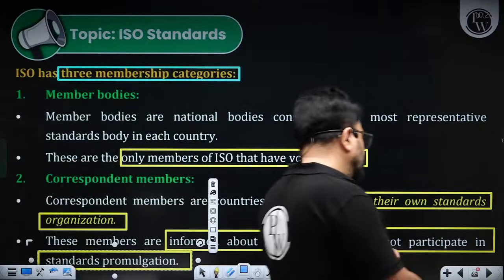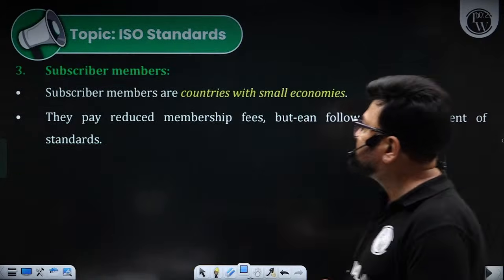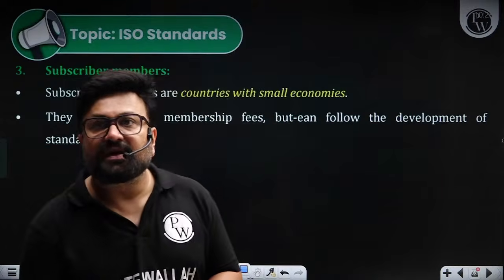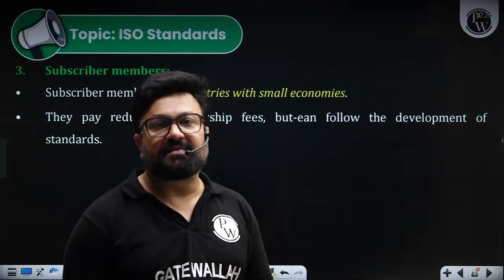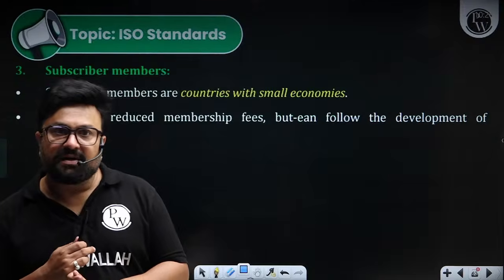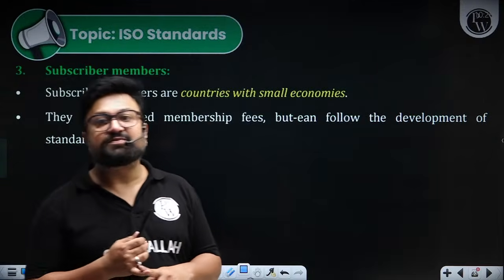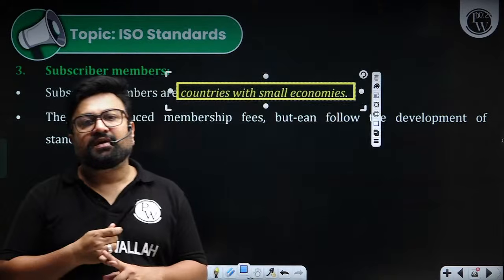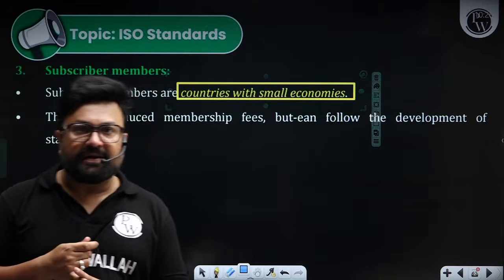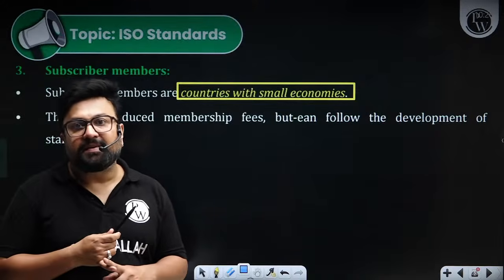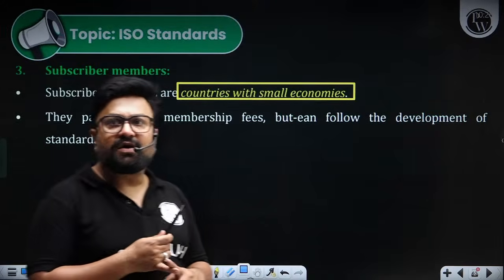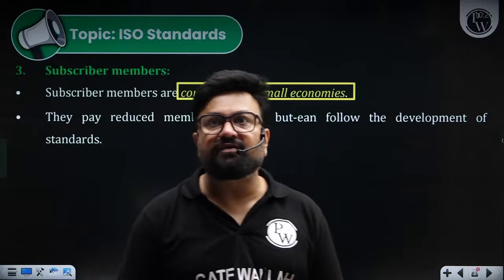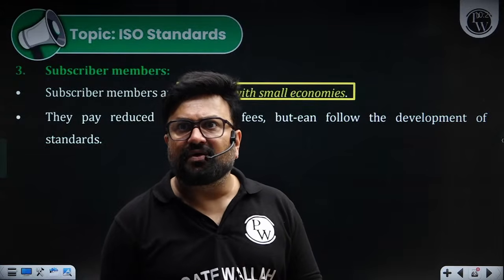Now, the third body is subscriber member. Subscriber members are countries with small economies. They pay a reduced membership fee, but can follow the development of standards.